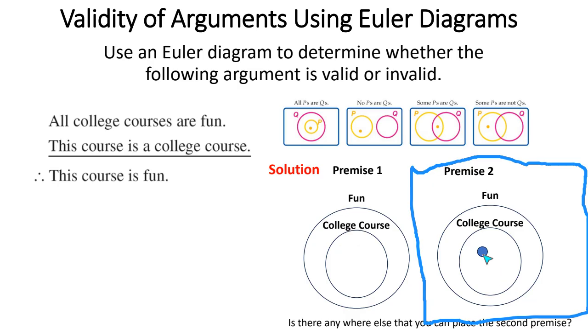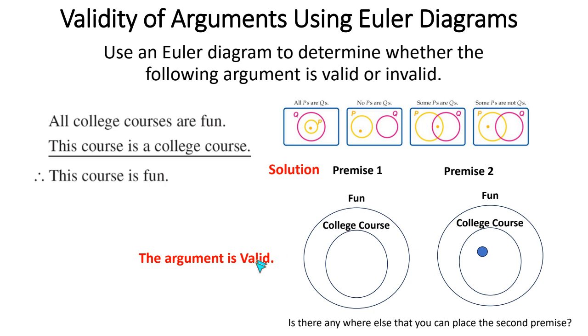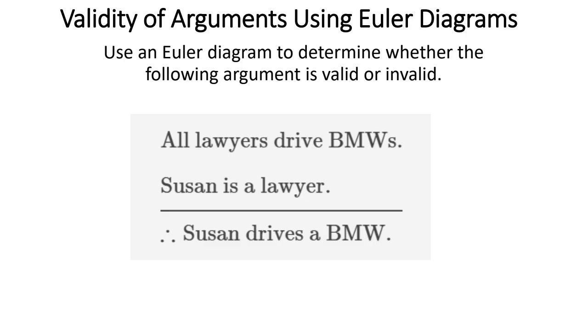And the answer is no, right? Because the dot has to be in the college course, because the second premise tells us that the course is a college course. So there's no other place for us to put it. So because we can't put it anywhere else, then the argument is going to be valid. Okay. And you'll see examples where that's not the case.